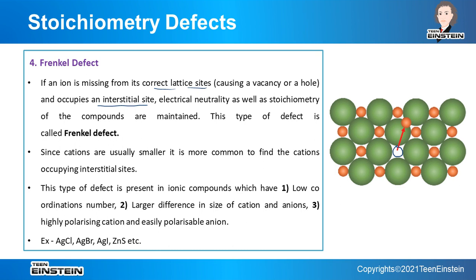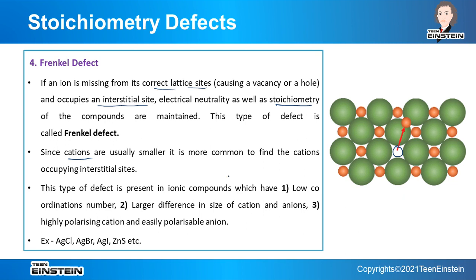So this type of defect is known as Frenkel defect. So here obviously stoichiometry is maintained because it is simply changing its position, it is not missing, right? So stoichiometry is maintained, so that is why it is a stoichiometric defect. Now since cations are usually smaller compared to the size of anions, it is more common that they will be occupying the interstitial site, because interstitial sites are not very large in size, so it is easier for the cations to change their position compared to the anions.